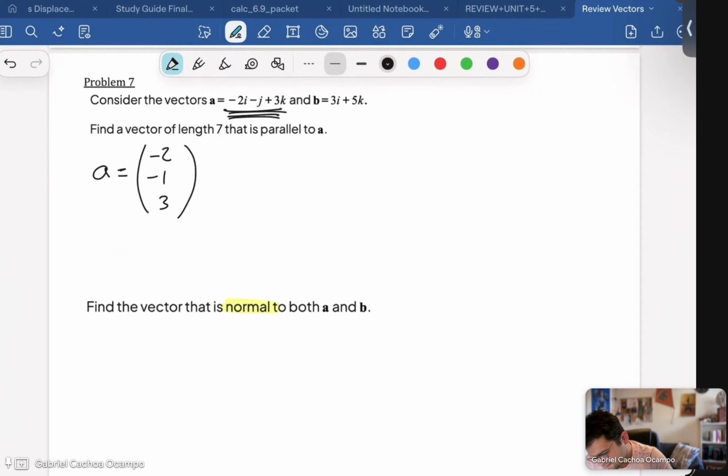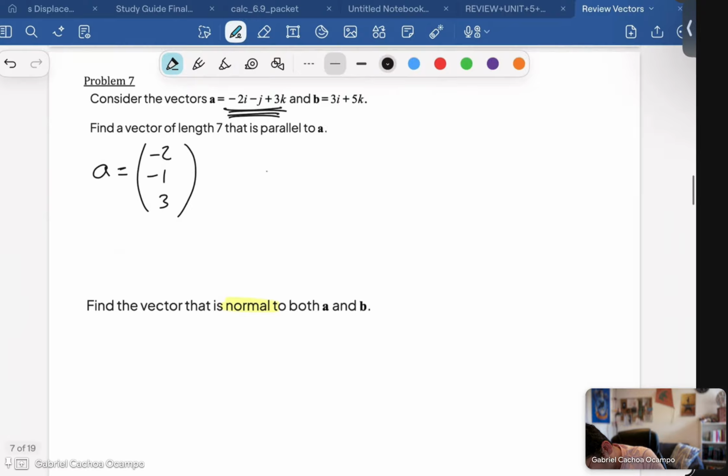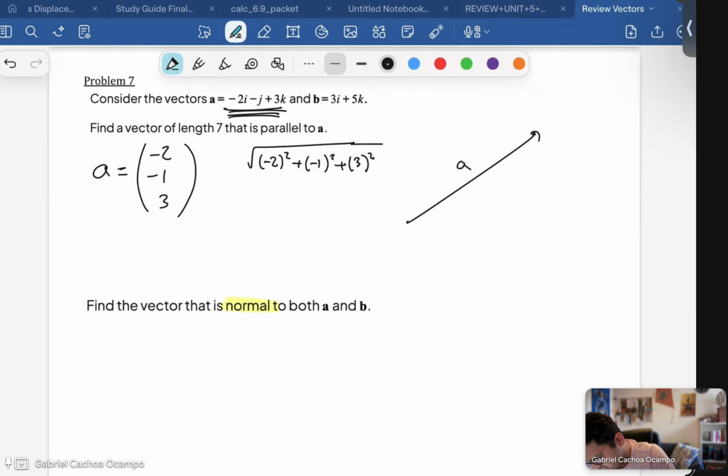So what is the length of A? If you check the magnitude of A, you can do it in two ways. One way is by using the formula from the booklet: -2 squared plus -1 squared plus 3 squared. What is this problem asking you? You have a vector A, and you want a vector of length 7 that is parallel to A.